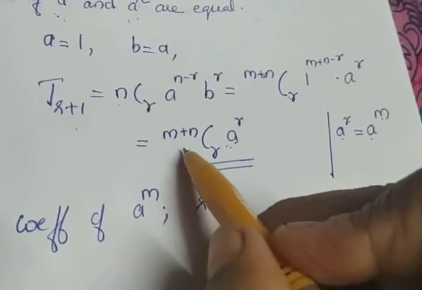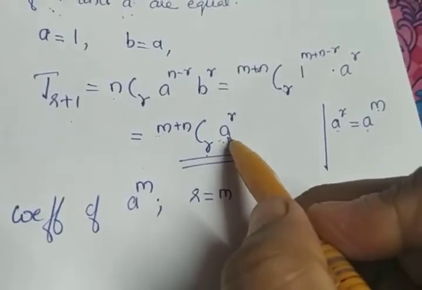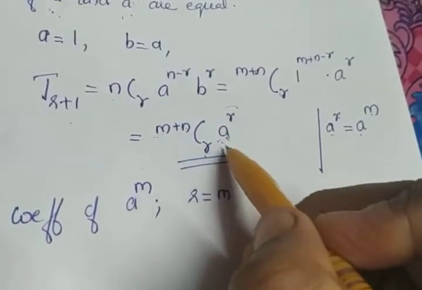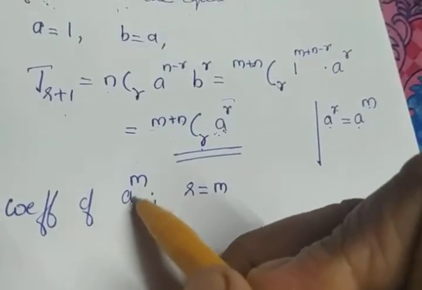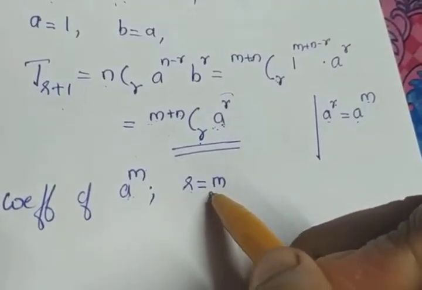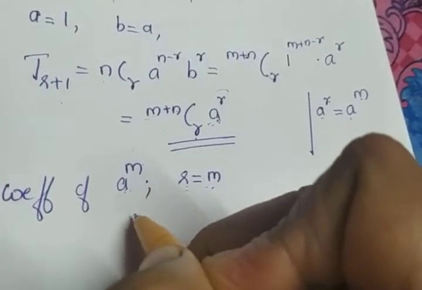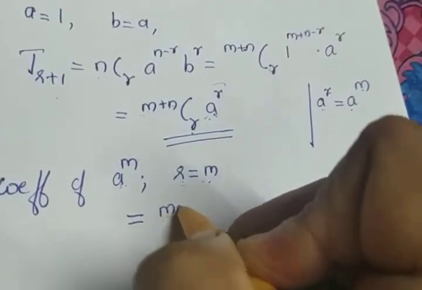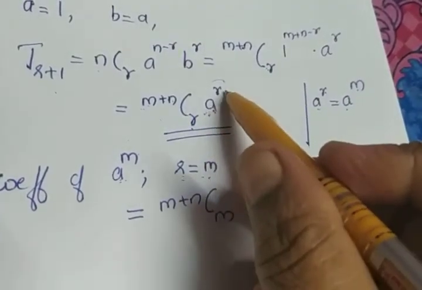Here the general term is (m+n)Cr into a^r, so the coefficient of a^r is (m+n)Cr. We require the coefficient of a^m, so that is the reason why we are putting the value of r as m. So the coefficient of a^m is equal to (m+n)Cm. We are just writing the coefficient, so no need to write a^m.